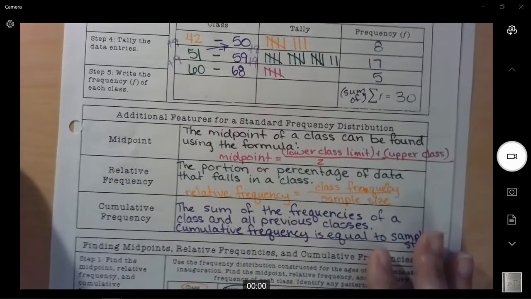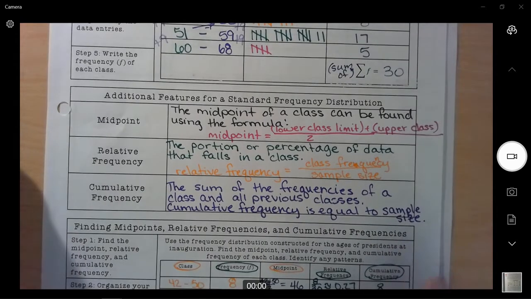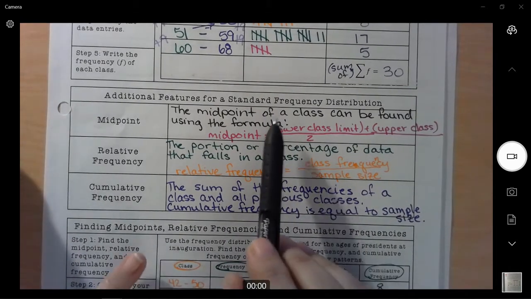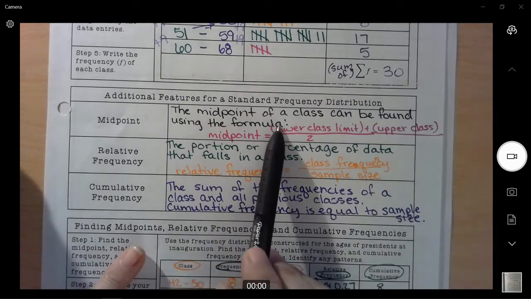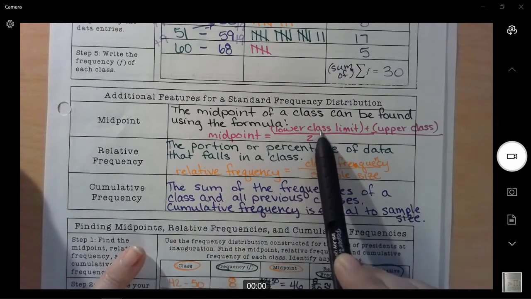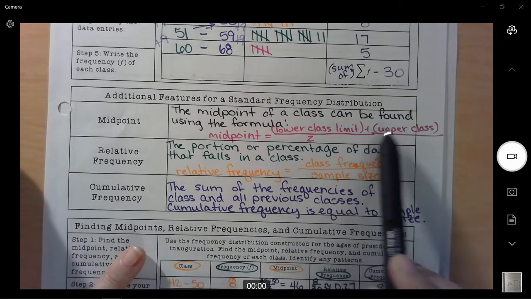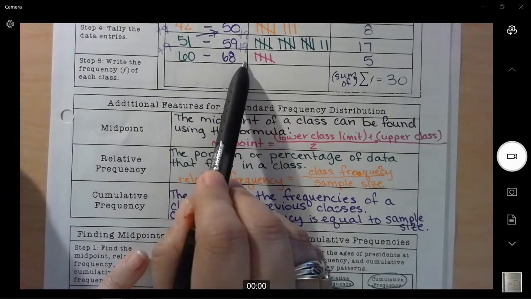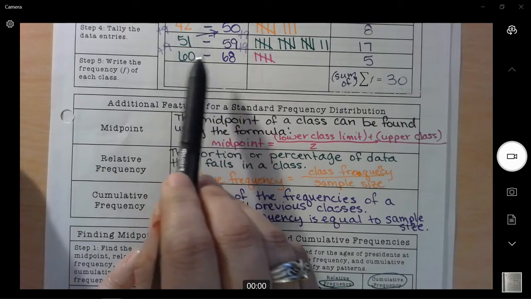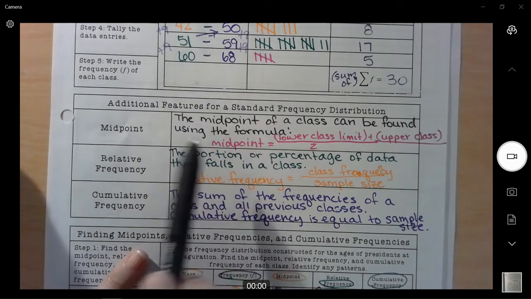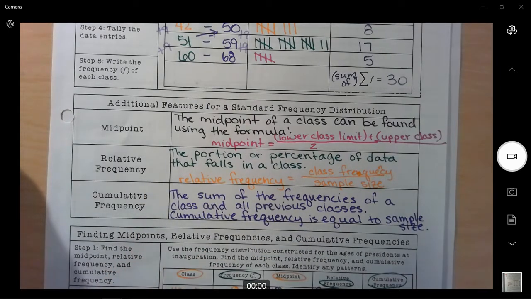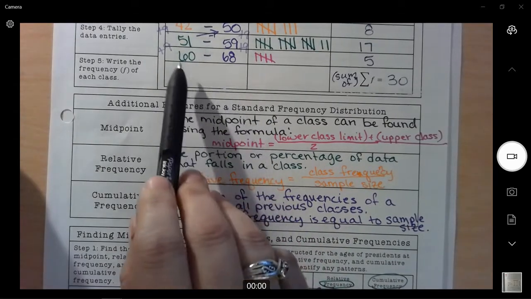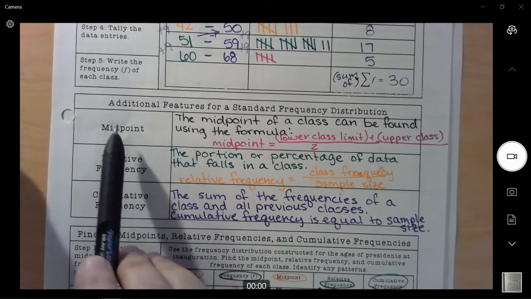Now we're going to look at a couple more important definitions. We're going to look at the midpoint. A midpoint of a class can be found by using the formula: the lowest class limit plus the upper class limit, divided by 2. So for our example up here, 60 plus 68 divided by 2 gives us a midpoint. And we'll look at that a little bit here in a second. So it tells us what's the number that's halfway between our group of numbers. That's what midpoint means.